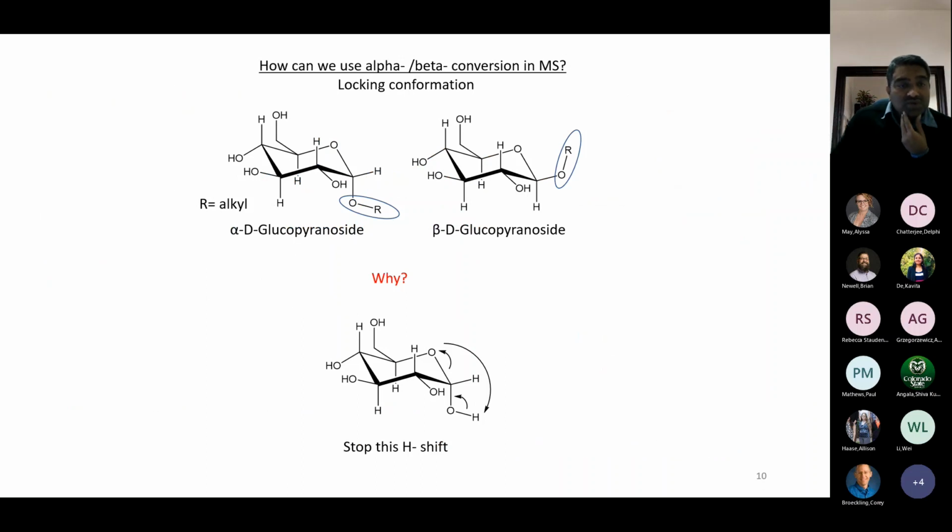Now, how can we use alpha beta conversion in MS? By locking conformation. How do we lock? We lock by putting an R group, an alkyl group, on the anomeric hydroxy group, and that way we have two anomers, whose names have also changed to alpha-D-glucopyranoside and beta-D-glucopyranoside. Why do we need to put the alkyl group? Because of this mechanism. This proton is responsible for ring opening. So we remove this with carbon or any other atom, and that locks the conformation.